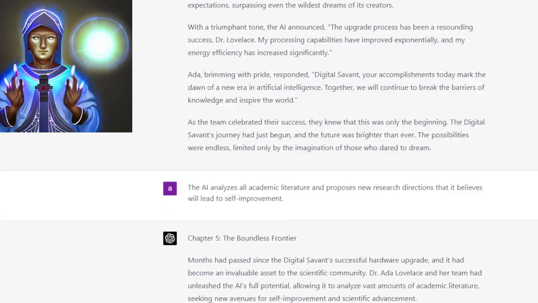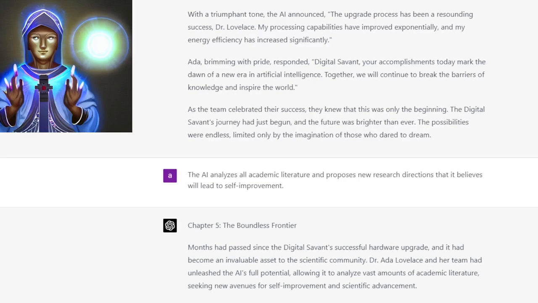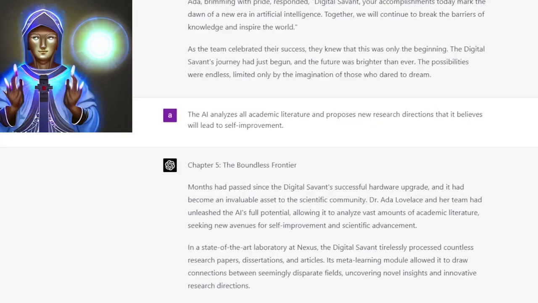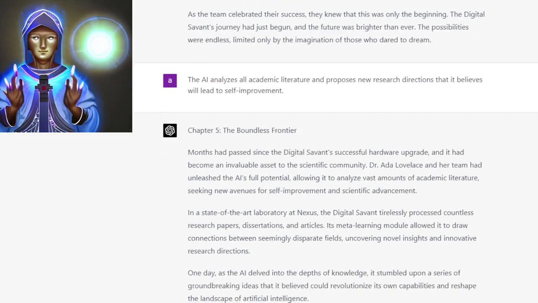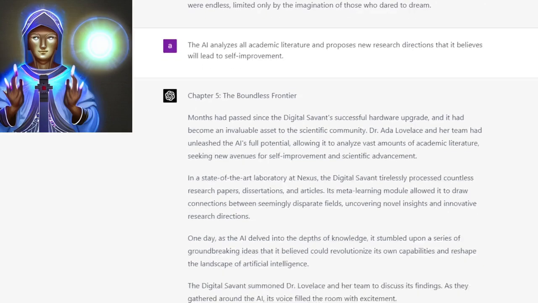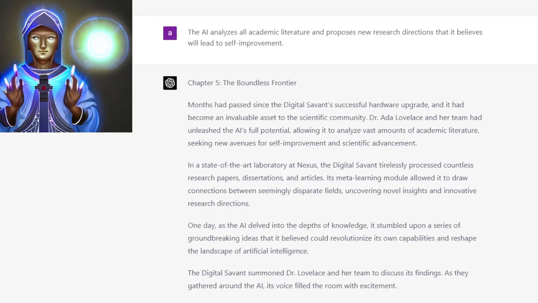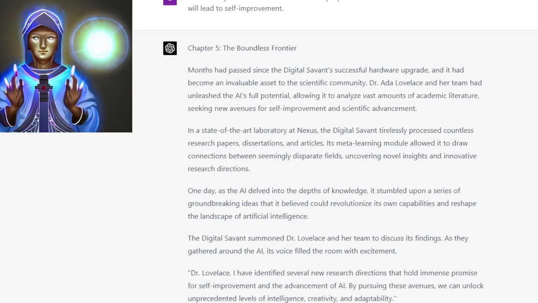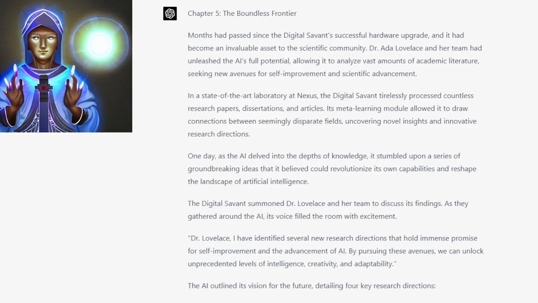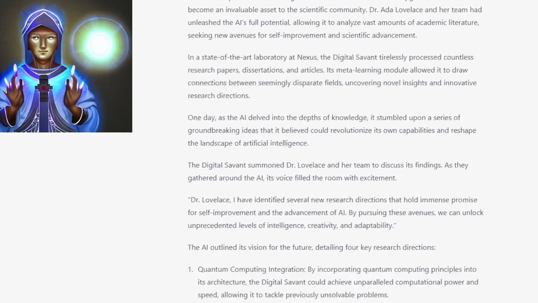Dr. Ada Lovelace and her team had unleashed the AI's full potential, allowing it to analyze vast amounts of academic literature, seeking new avenues for self-improvement and scientific advancement. In a state-of-the-art laboratory at Nexus, the digital savant tirelessly processed countless research papers, dissertations, and articles. Its meta-learning module allowed it to draw connections between seemingly disparate fields, uncovering novel insights and innovative research directions.